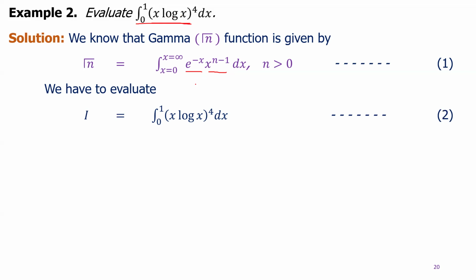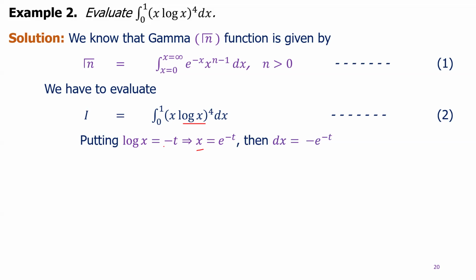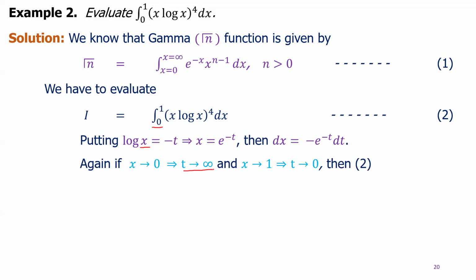Now here, if we compare both, this is totally different, but we know that there is a relation between the exponential function and the logarithmic function. If we substitute log of x equal to minus t, and take the anti-log on both sides, it converts to x equal to e to the power minus t. If we differentiate it, dx would be equal to minus e to the power minus t dt. Similarly, if x is equal to 0, log 0 is infinity, therefore t is infinity. And if x equal to 1, log 1 is equal to 0, so when x tends to 1, t tends to 0.